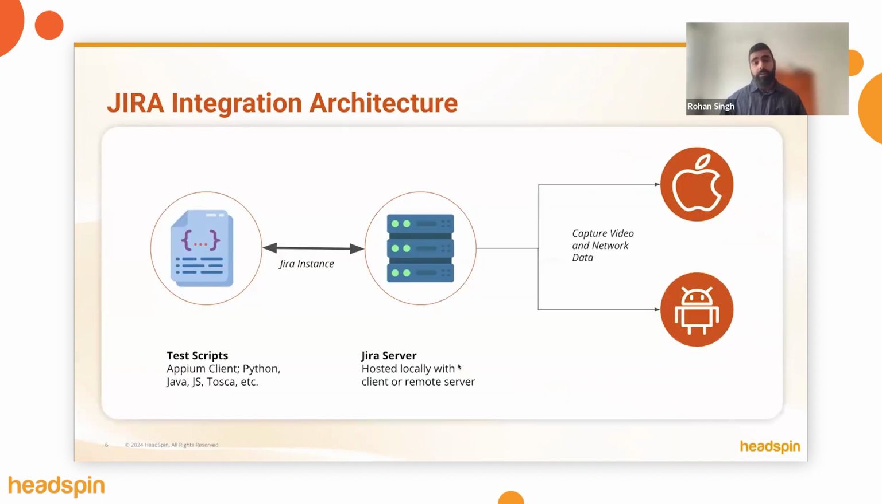The architecture of the test that we're running today is we'll have a Jira instance, which will take data from our test scripts and automatically get uploaded. And then HeadSpin will capture the video and network data and also relay that into the Jira server so that from a single pane of glass, you can see the test result quite easily.